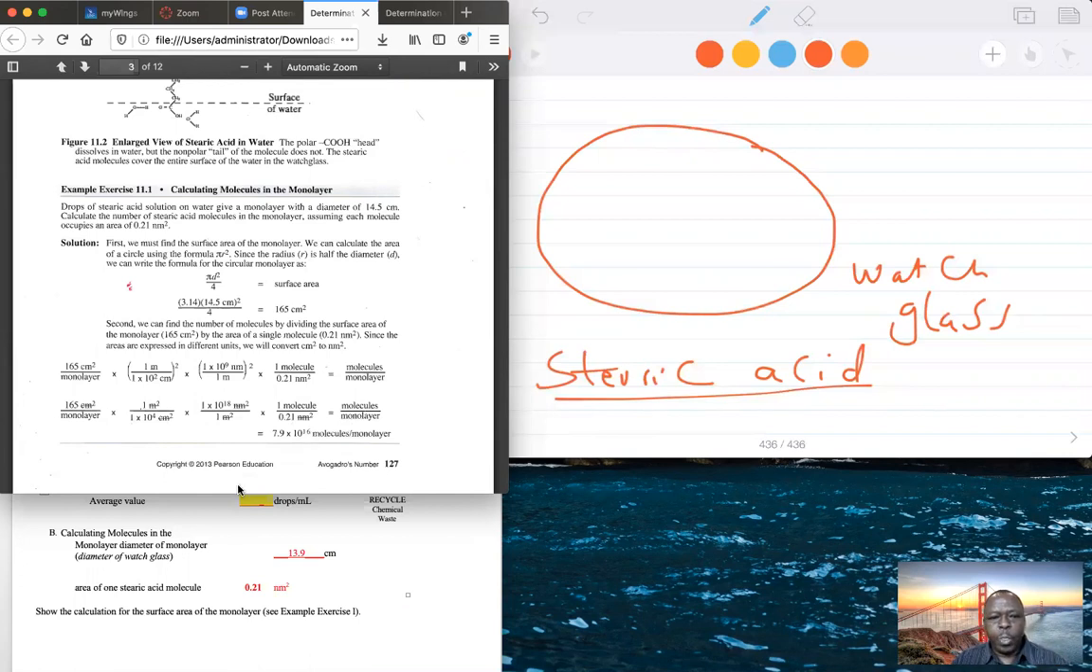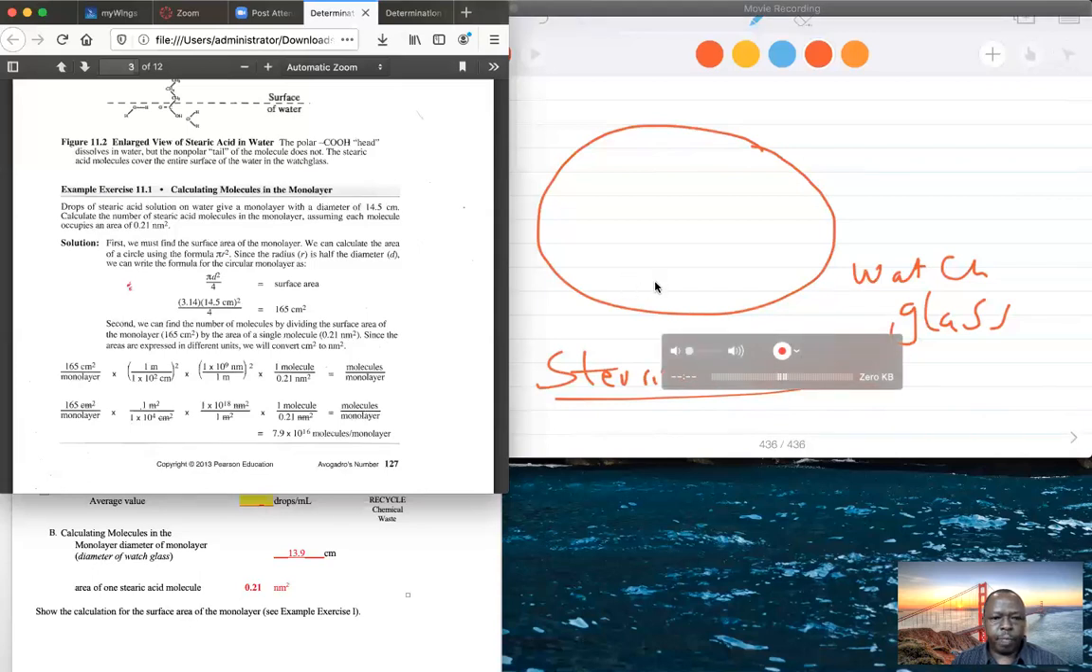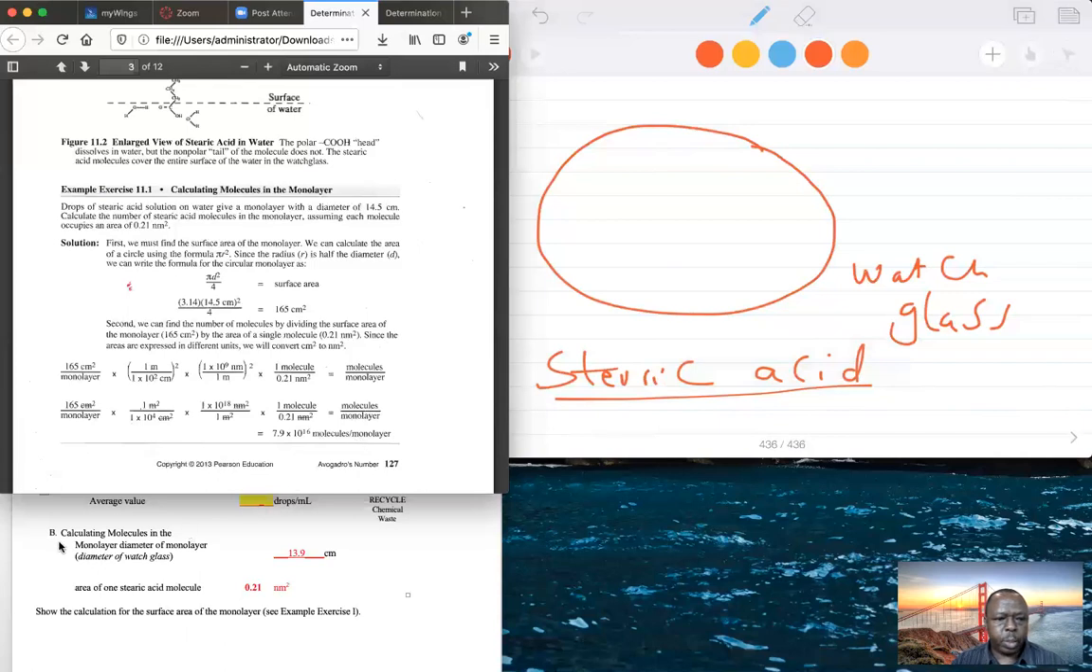So with the area of one molecule of stearic acid, it is the same thing here. You should be able to calculate the surface area of this number of molecules per monolayer. So in B, show your calculation. You may print out, use a pen, and show your work here below on how to find the number of molecules of monolayer. Are we together? So far, so good on finding the area and the number of molecules?